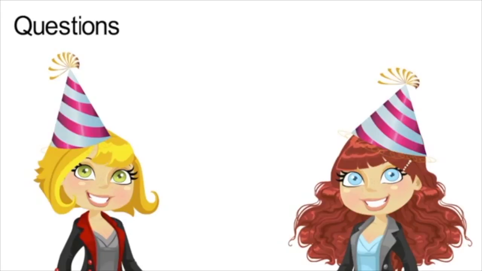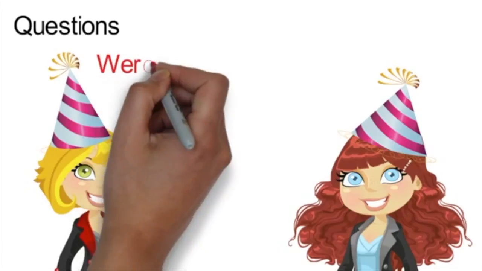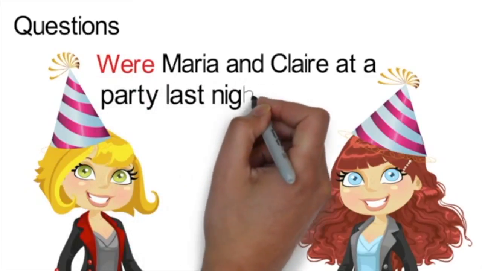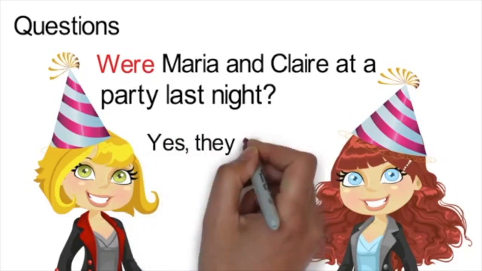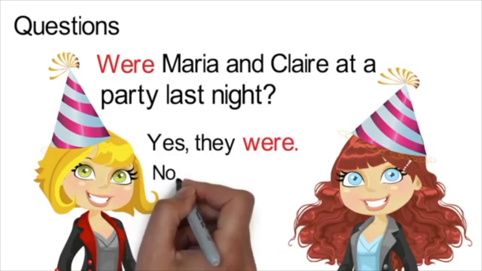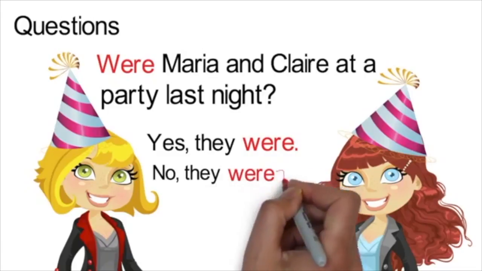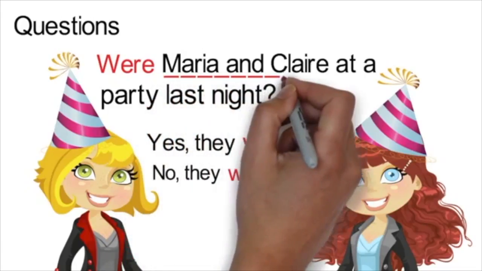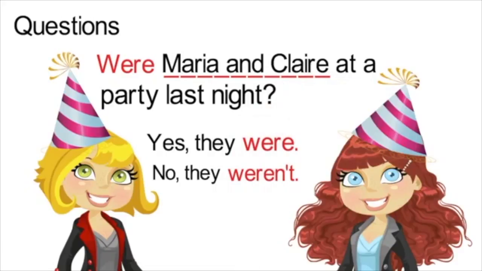Let's make questions using the verb to be in the past. So, for the question, were Maria and Claire at the party last night? The answer would be either yes they were, or no they weren't. We use were because the pronoun for Maria and Claire is they, which agrees with were.